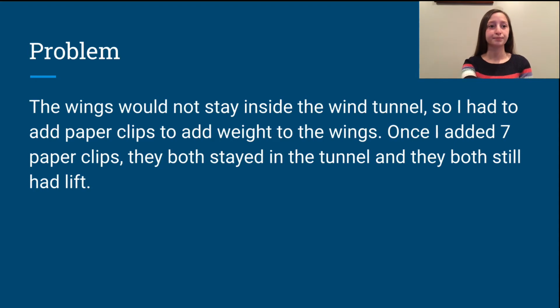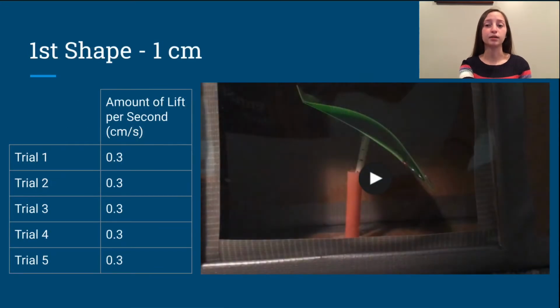They both had lift at the same time. For my first shape, first centimeter height, for all 5 trials, it had the same lift per second at 0.3 centimeters per second. I have a video for each of these wings and their heights to show you how it worked. This is the video to show you the first shape of the 1 centimeter height.